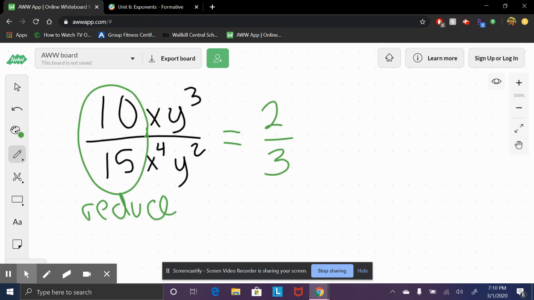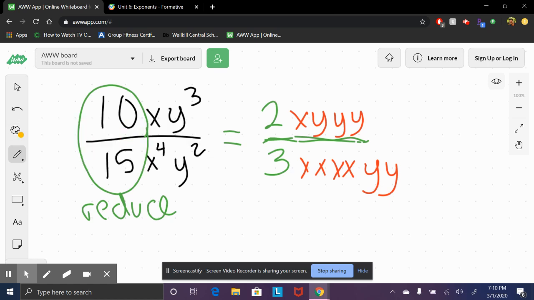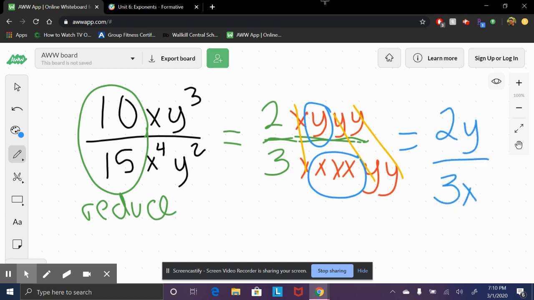All right, then we expand it out. Actually, I'm going to make this fraction bar a little bit bigger. I have 1 x on top, 3 y's, 1, 2, 3. And on the bottom, I have 1, 2, 3, 4 x's and 2 y's. When I cancel out, I only cancel out 1 x and 2 y's, right? So I'm left with 1 y on top, 3 x's on the bottom. So my final answer would be 2y over 3x to the third. I can't simplify that any further.